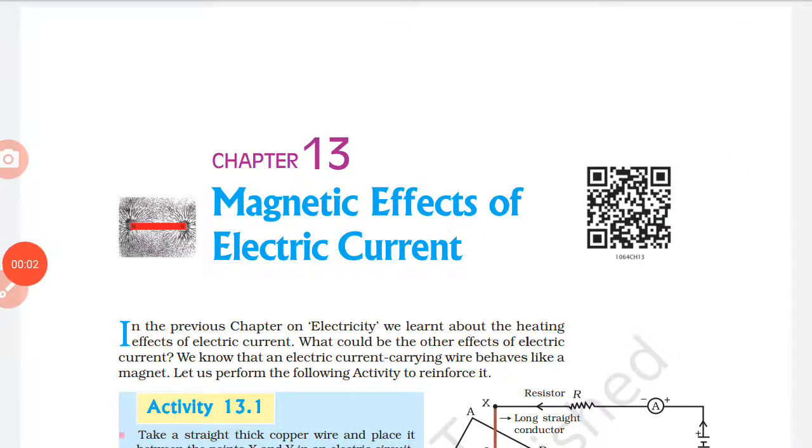Okay, students, we will start chapter number 13, magnetic effects of electric current. In the previous chapter, we discussed electricity. In that we also studied the heating effect as well as the chemical effect of electric current. Now in the present chapter, we shall study the magnetic effect of electric current.